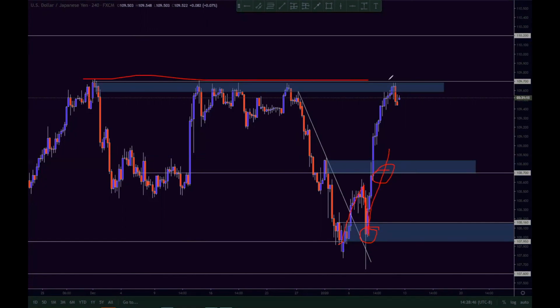Currently, we are at this major resistance area, and if we get a reversal pattern around here, then we could see a pullback to retest the neckline at 108.70, and if we break below it, then possibly continuation to the support zone around 108.16. If, on the other hand, we break above the resistance zone, then we could see a continuation to the next level at 110.20.